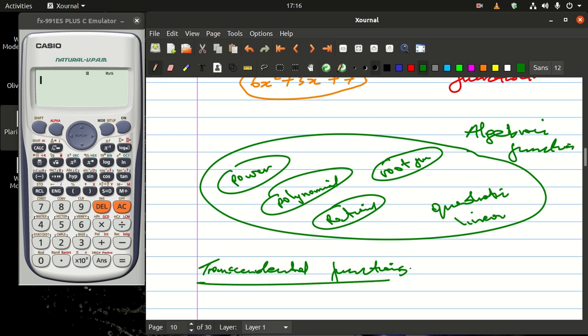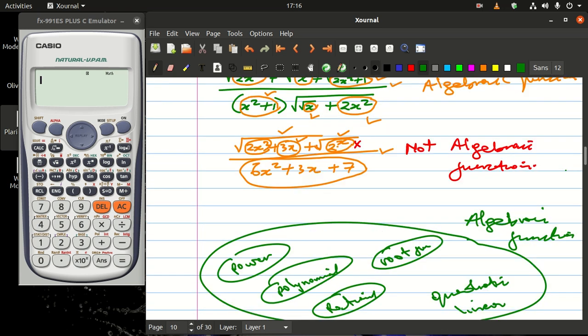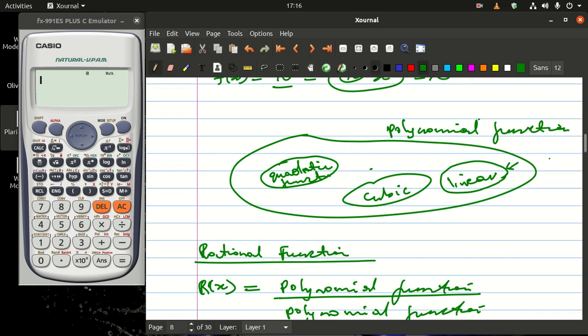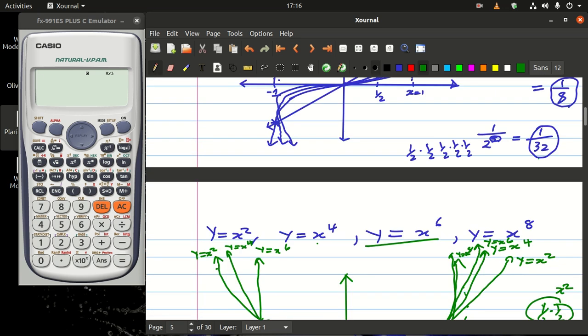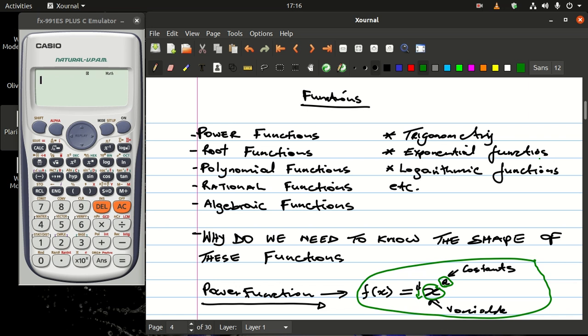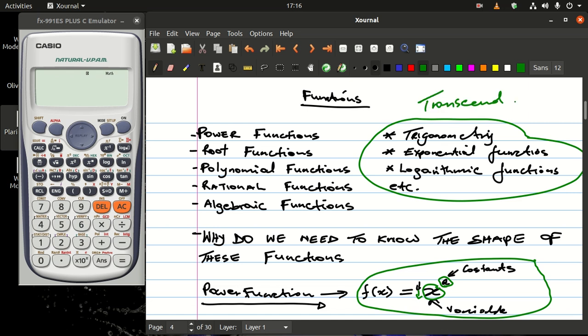Now, when we are talking about transcendental functions, we are usually talking about trigonometric functions, exponential functions, and logarithmic functions. So this side here will be the side of transcendental functions, and this side here, algebraic functions. So that's how we differentiate these functions.